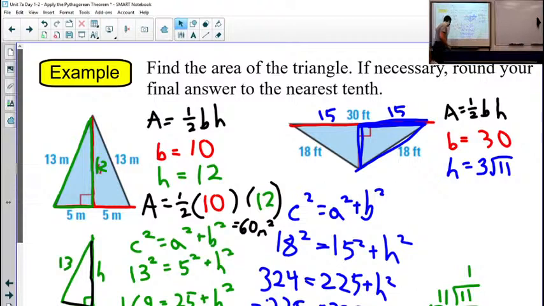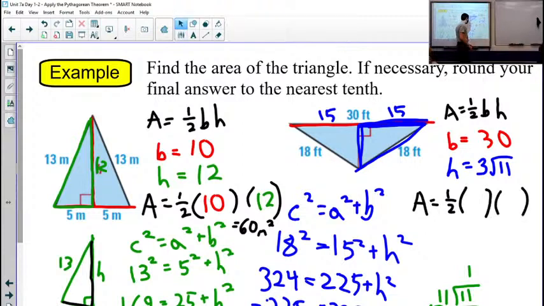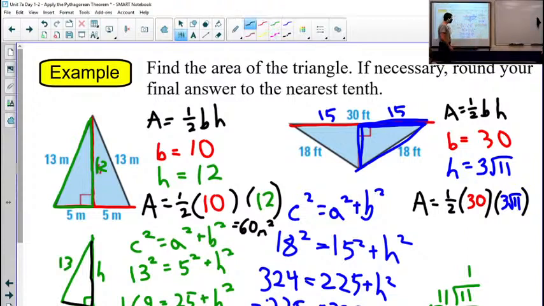In the area formula, 1/2 my base times my height. So base here is 30. The height is my 3 square root of 11. The rule is when you multiply, we can multiply everything outside the square root. We can multiply everything inside the square root with each other. We can't multiply something outside with something inside.